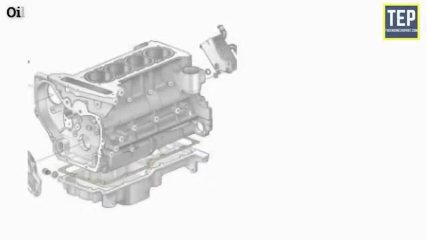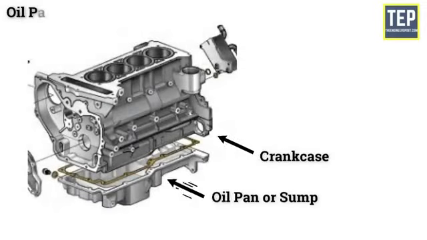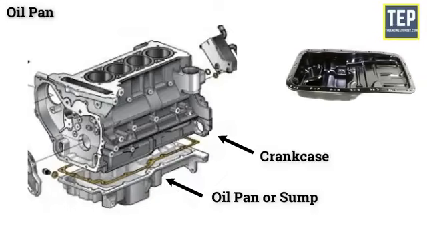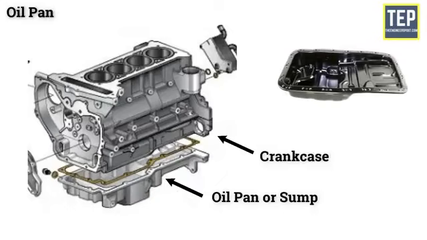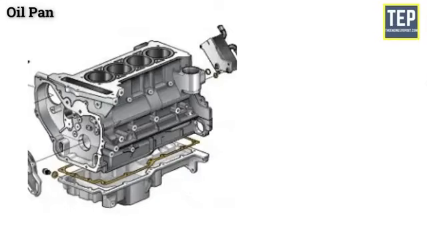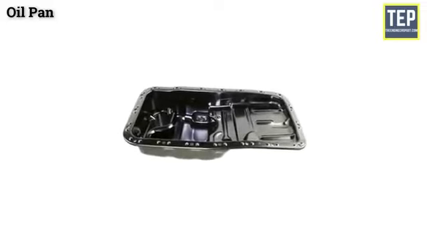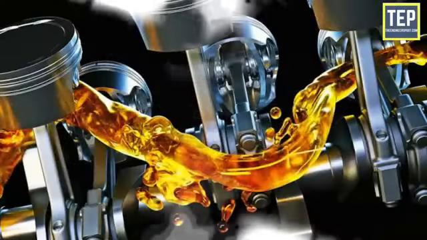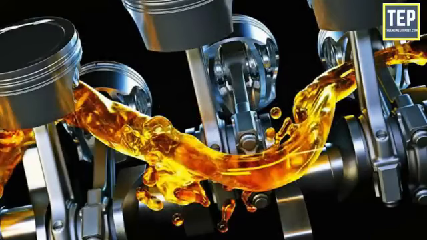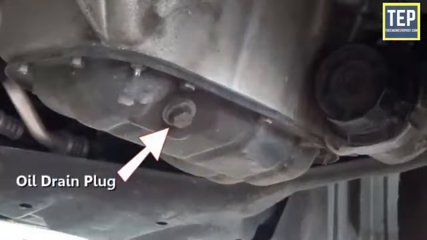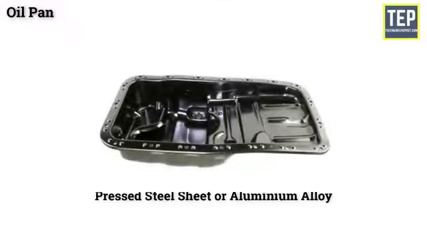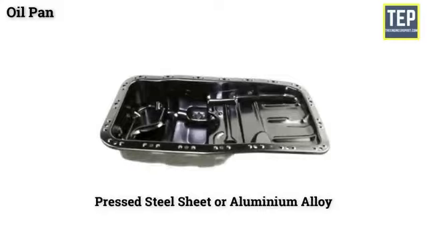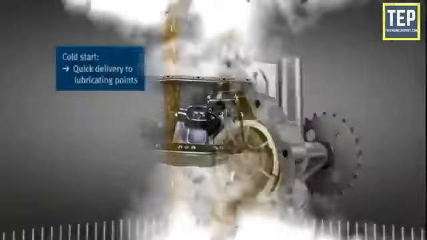Oil pan. The bottom half of the crankcase is called the oil pan or sump. It is attached to the crankcase through set screws and with a gasket to make the joint leak-proof. The oil pan serves as a reservoir for the storage, cooling, and ventilation of engine lubricating oil. At the bottom of the oil sump, a drain plug is provided to drain out the dirty oil at the time of oil replacement. Generally, the sump is made of pressed steel sheet, or aluminium alloy casting is also used.